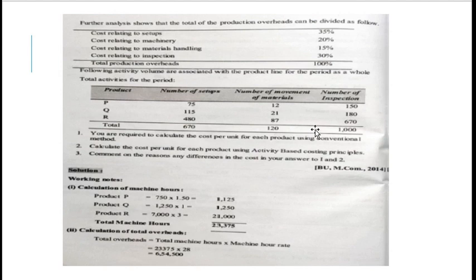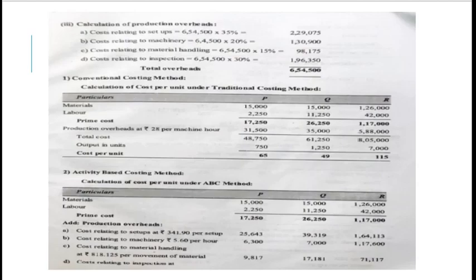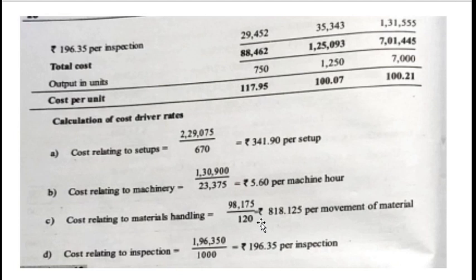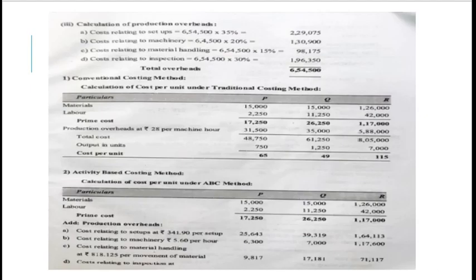And I'm sorry, for Q the movements are 21. So 21 into the cost per movement, which is given in the cost driver calculation as 818.125, will give you 17,181. Then for R the movements taken are 87. So 87 into 818.125 will give you 71,117. So this is your cost relating to material handling or movements of materials.